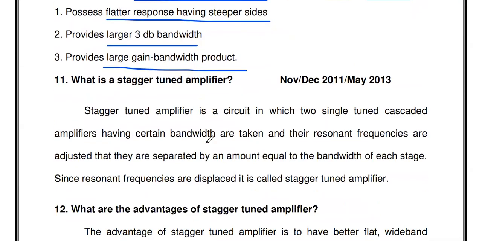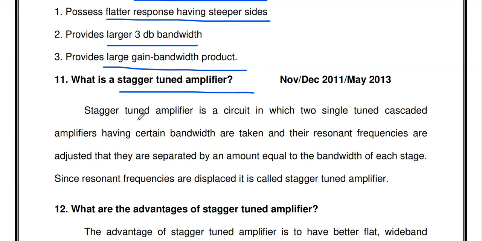Okay, then the next one, what is a stagger tuned amplifier? So we discussed the single tuned and double tuned. In single tuned, as a load we are using only one tuned circuit. Double tuned means in the collector we use two tuned circuits inductively coupled, and the two tuned circuits are tuned to the same frequency. Then the third type is stagger tuned.